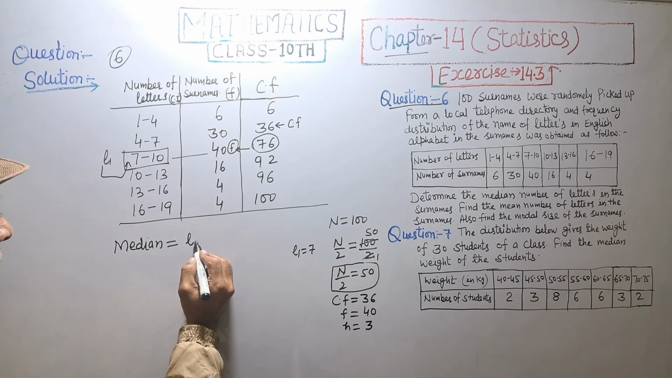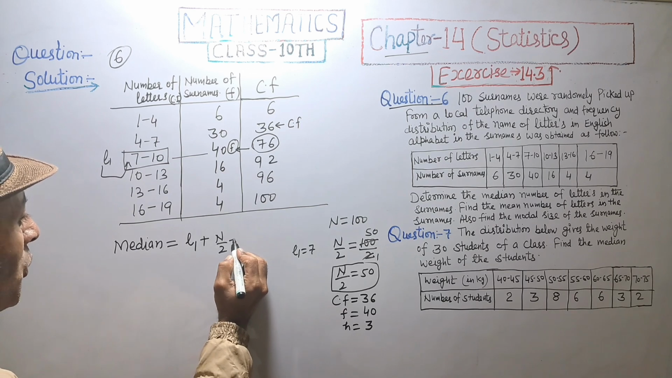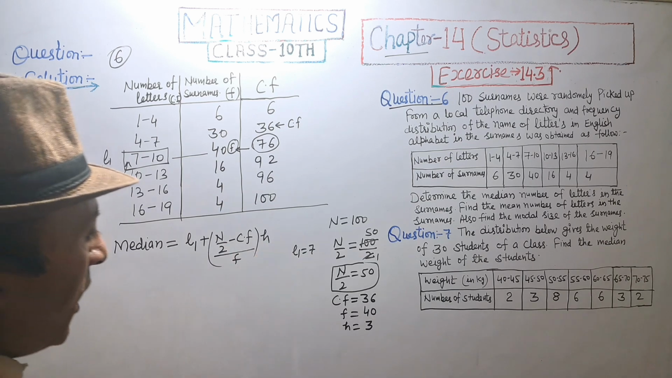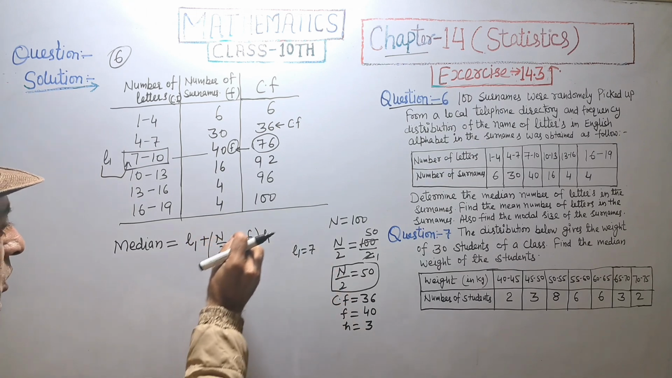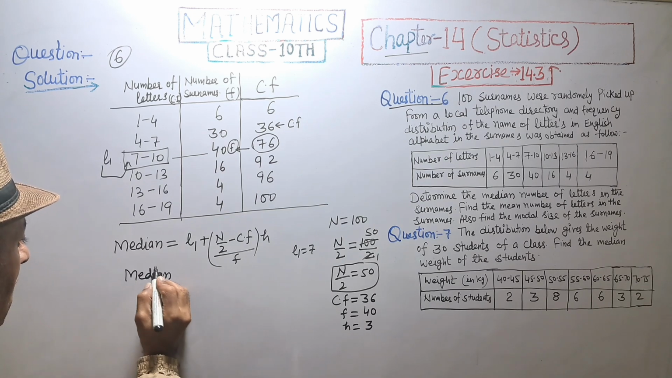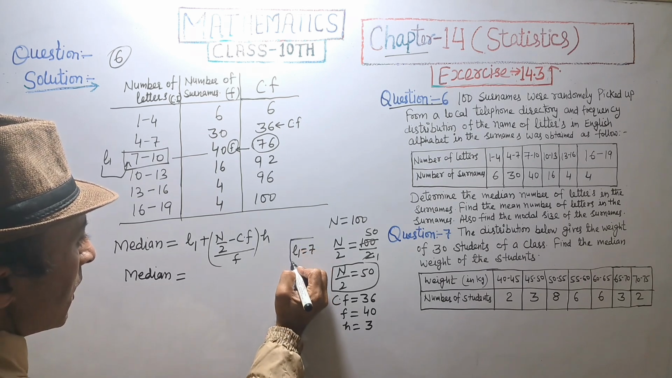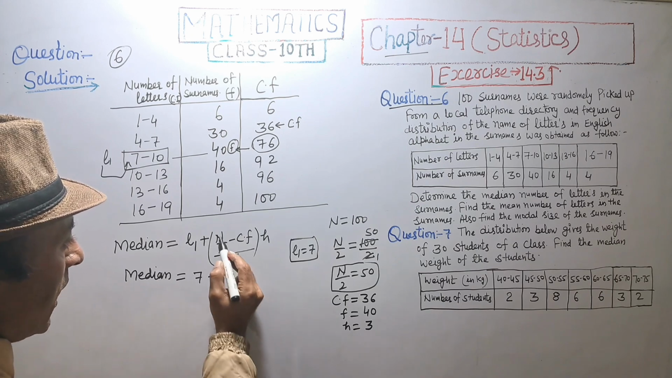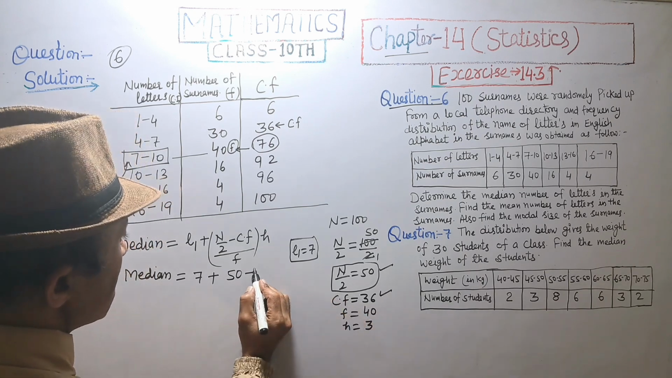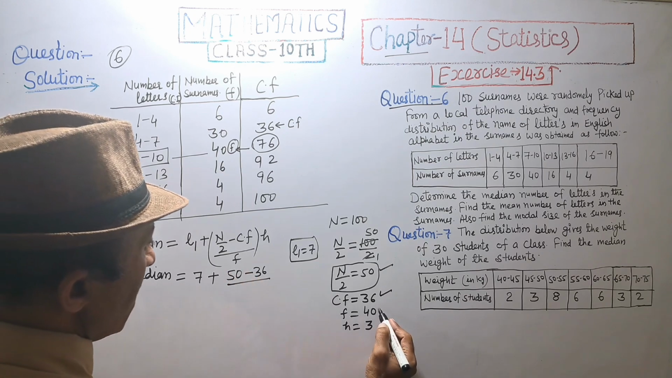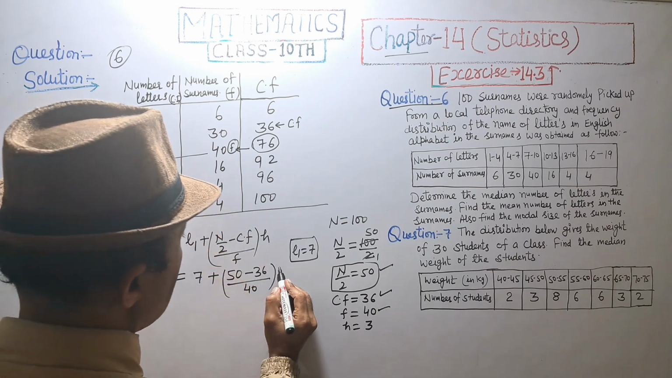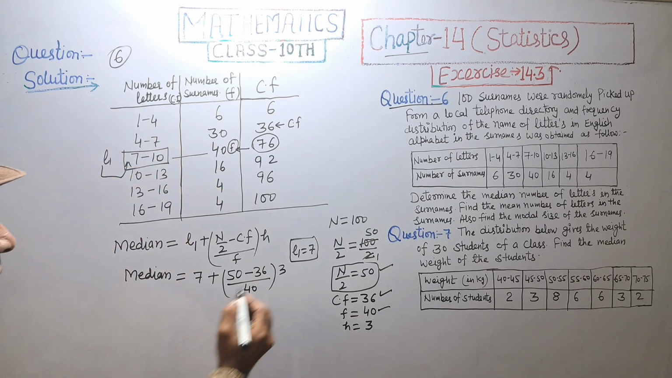Median is equal to L1 plus N upon 2 minus CF upon F into H. Putting the values of L1, N by 2, CF, F and H in this, we get median is equal to L1 which is 7, plus N by 2 which is 50, minus CF which is 36, divided by F which is 40, multiplied by H, the difference between class intervals, which is 3.